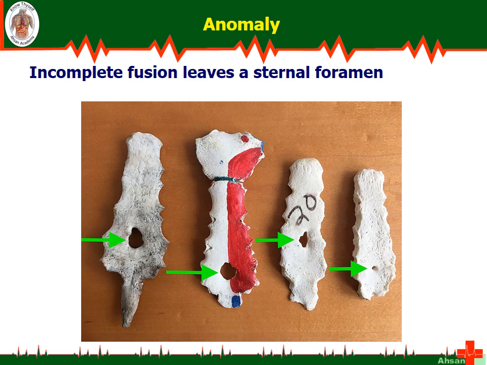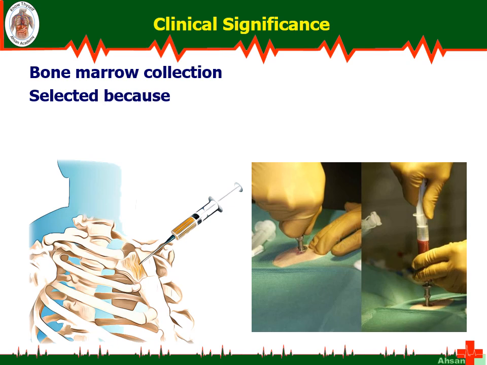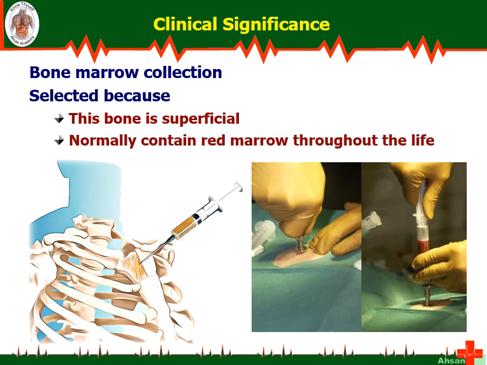So whenever we target the body of the sternum to collect the bone marrow, this should be kept in mind. So the significance is we can collect bone marrow, red bone marrow, from the sternum, and it is selected because this bone is superficial and easily can be penetrated to get the bone marrow from it, and normally red bone marrow remains in this middle part throughout life.